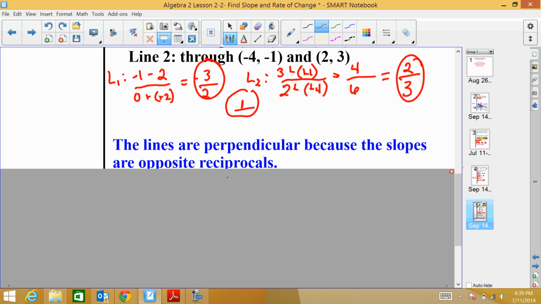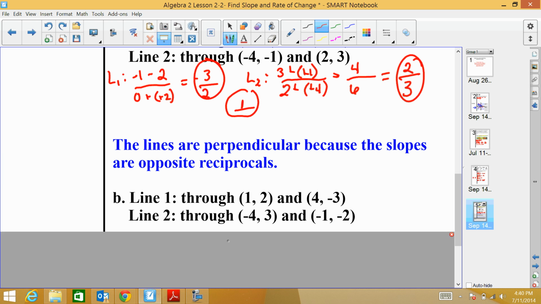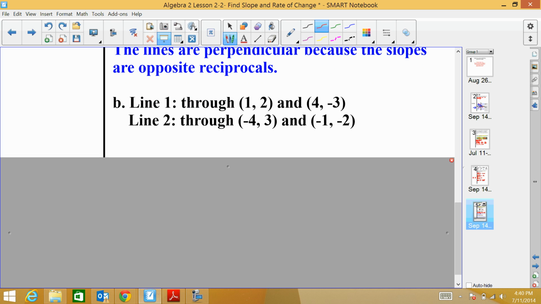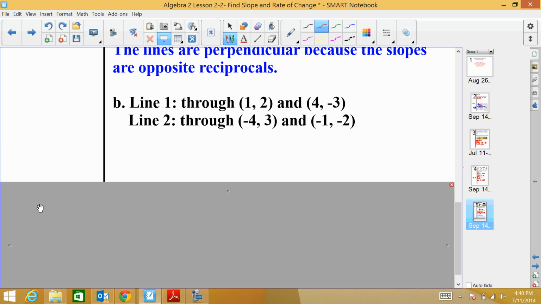Okay, let's try one more example of this, and then we will be finished. So line 1 has these points, and line 2 has these points. So let's try this one. So we have -3 minus 2. This is for line 1. Over 4 minus 1. So I get -5 over 3.